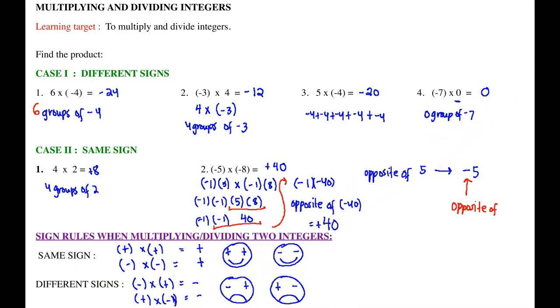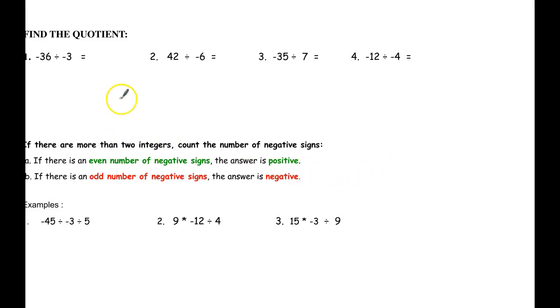Okay. So let's just do some examples. Finding the quotient. So again, you will apply the same sign rules. So same sign, positive. Different signs, negative.